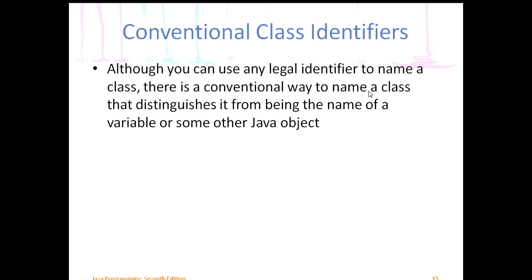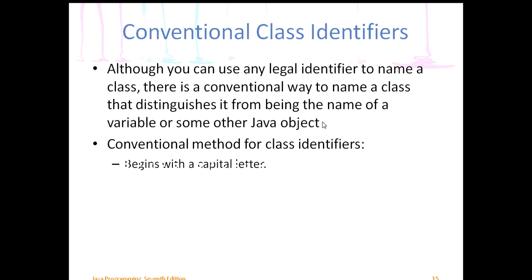However, there's a conventional way to name a class that distinguishes it from being the name of a variable or some other Java object. And that's the advantage, is that when you see it named a certain way, you go, oh, well, that is the name of a class. Oh, this is the name of a variable. And so you can tell by the conventional method in which they're named what they refer to.